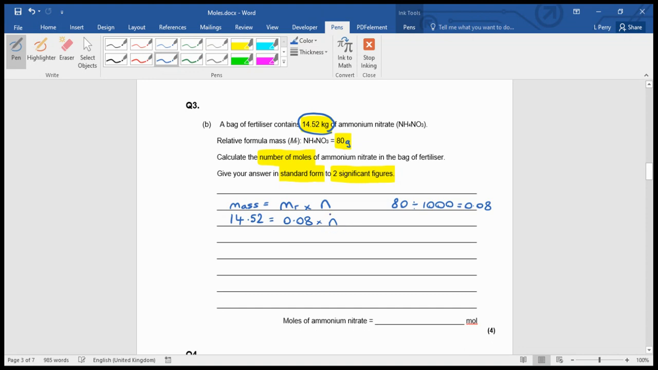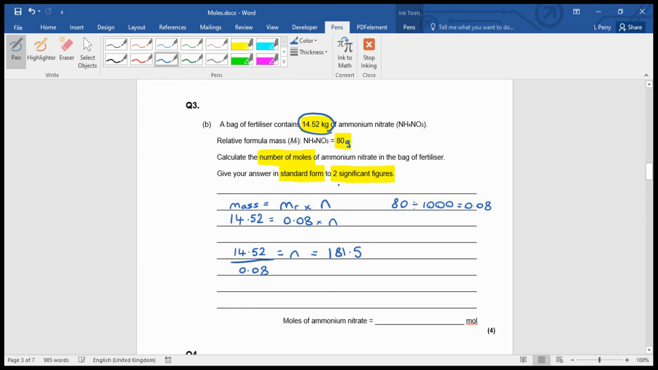Now I can rearrange my equation to find the number of moles. So I've currently got times 0.08. So I'm going to divide by 0.08 to get rid of it. So 14.52 divided by 0.08 is the number of moles. Type that into my calculator and I get 181.5.